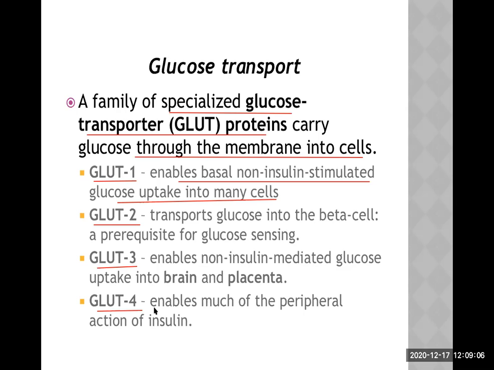And GLUT4 is the majority of them, which enables much of the peripheral action of insulin. So these need insulin for the uptake of glucose. And they are predominantly present in the fat cells and the muscle cells. Sometimes when we are not working, when we are not doing exercise, still our muscles need the entry of glucose. During that time, we need insulin. So this is a very important concept.